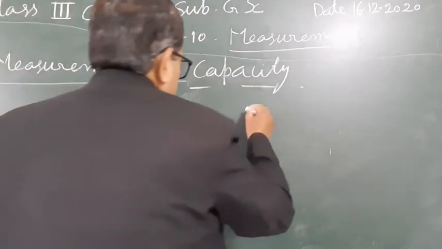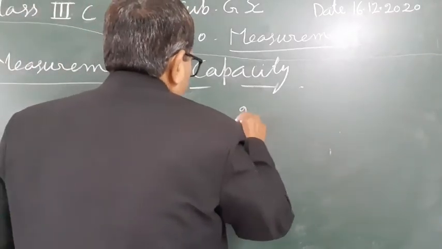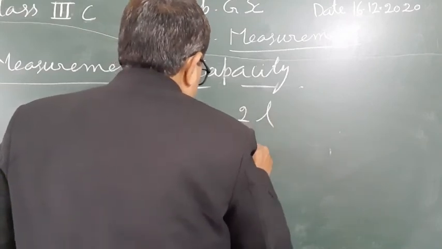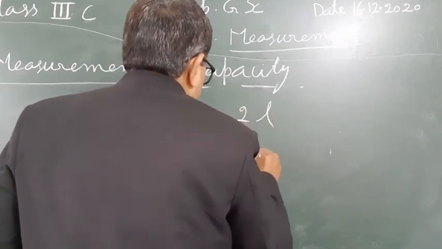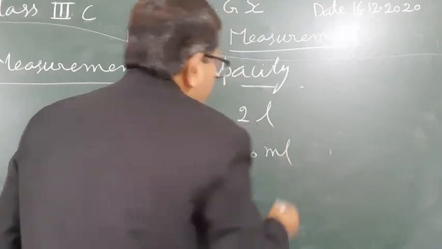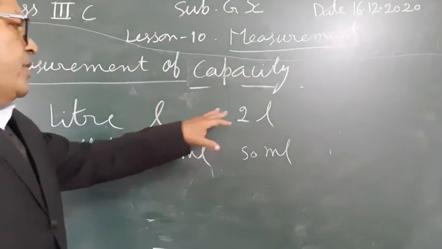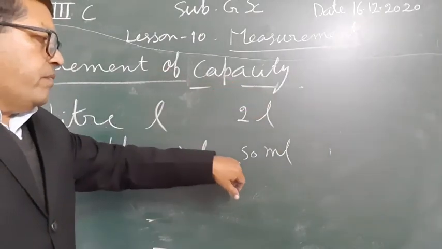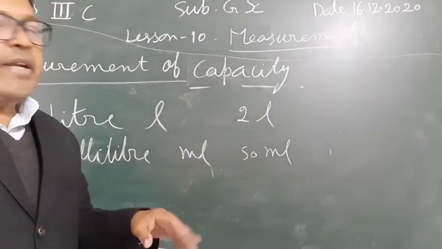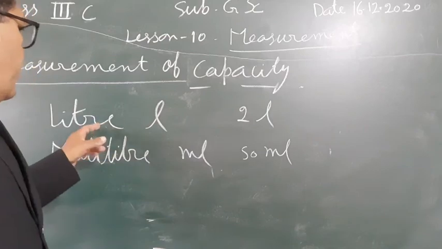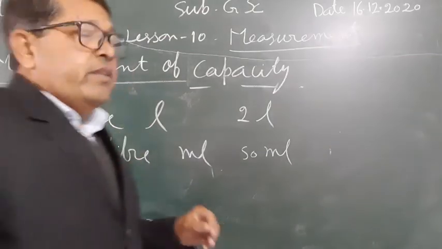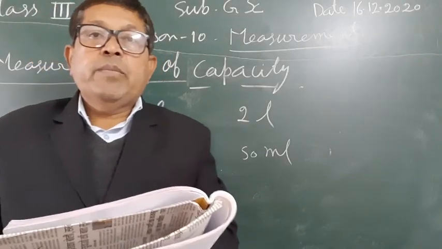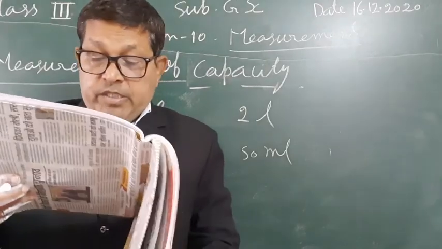Suppose you are purchasing milk, 2 liter and 50 ml. In this we write 2 L and 50 ml. In this way we write liter as L and milliliter as ml.